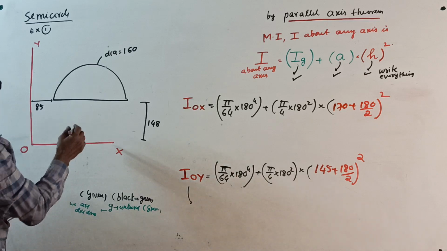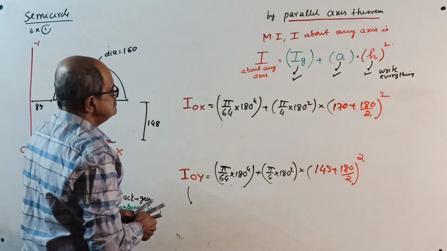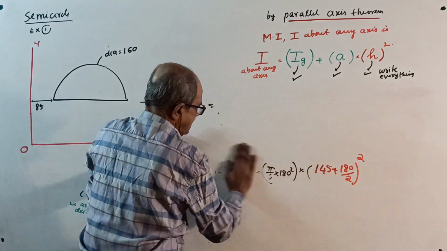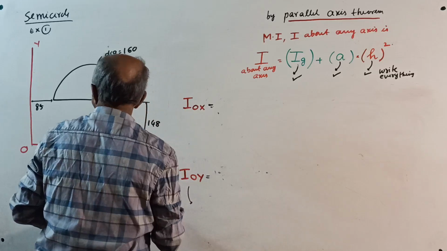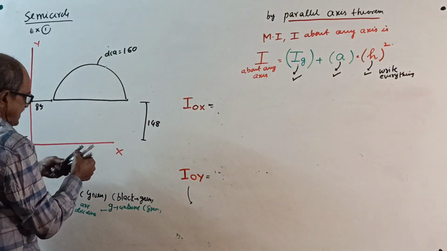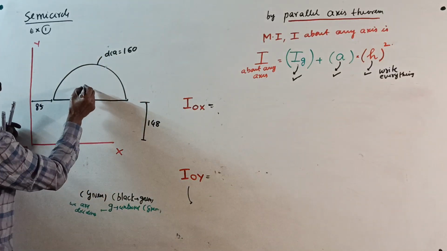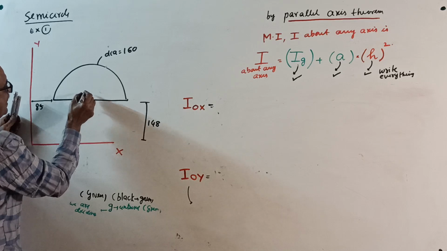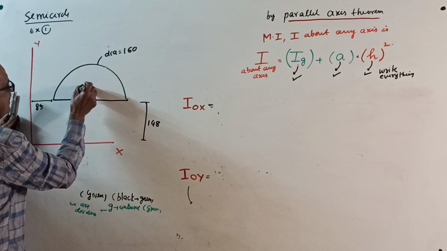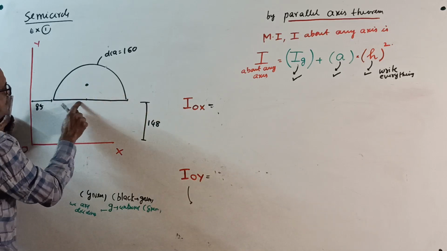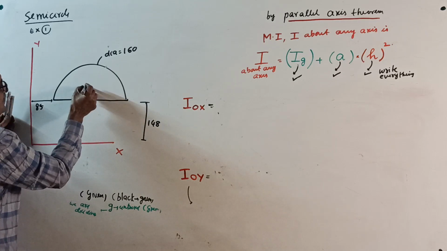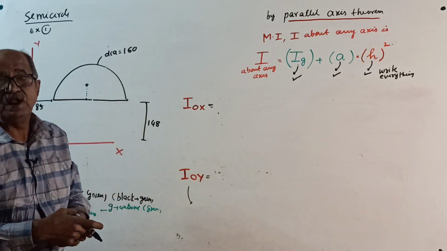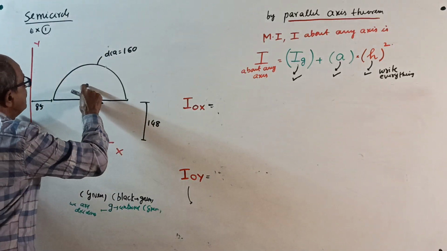Start now. IOX. Now first step, I explained everything. First mark the centroid. See here, this is the center. Centroid here. Remember, this way is the midpoint, this way is 2d by 3 pi. I will not explain now. There is a limit for explaining. This is 2d by 3 pi.